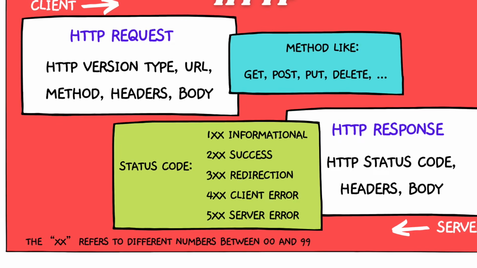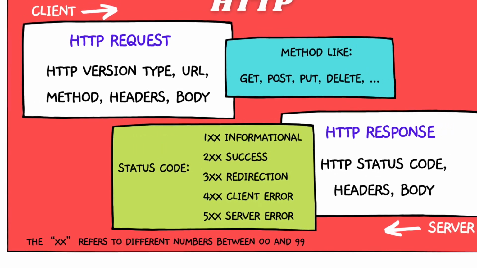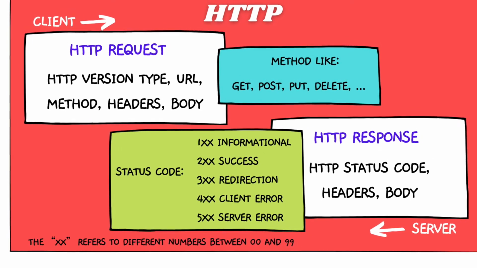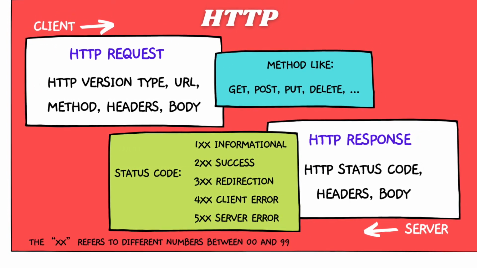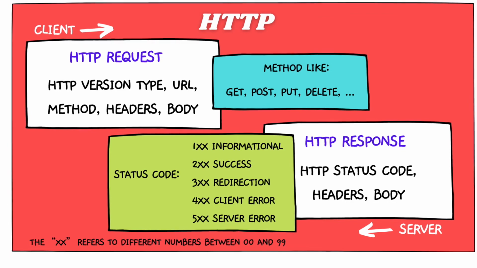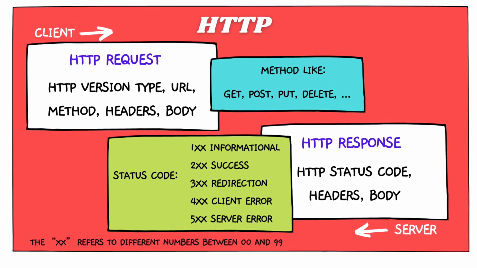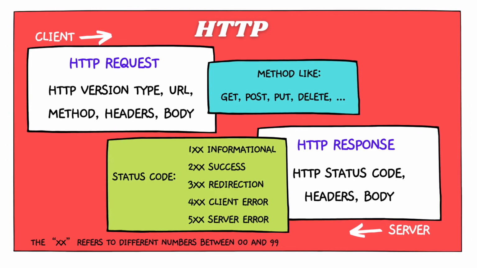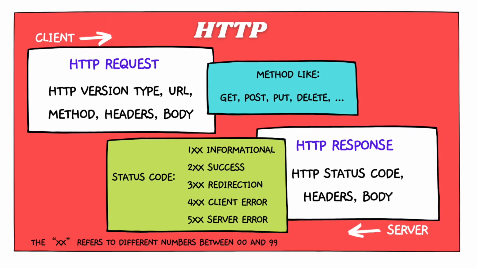A code beginning in 5 means everything seems okay as far as what you send to the server, but you still get an error. Something went wrong on the server side. Status codes can also begin with a 1 or a 3, which respectively indicate an informational response and a redirect.